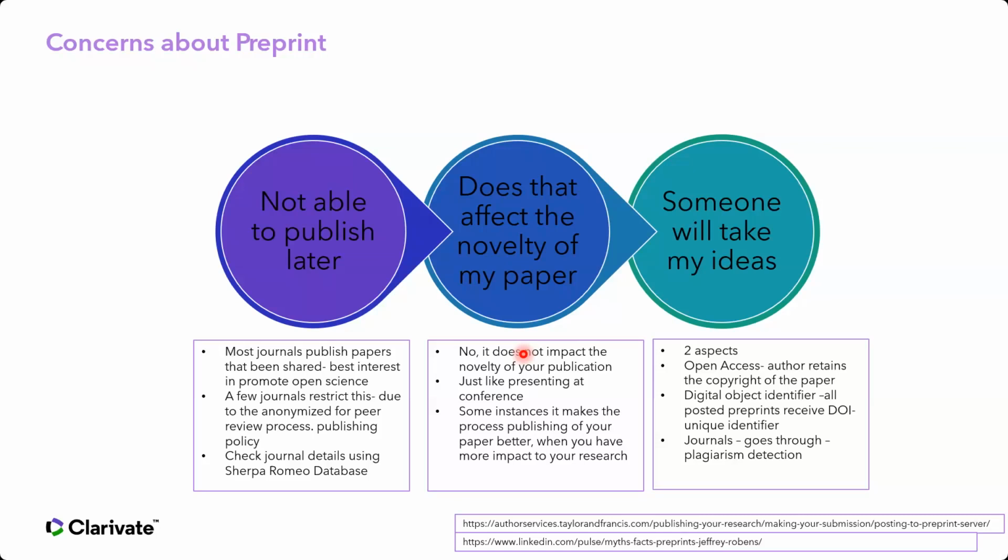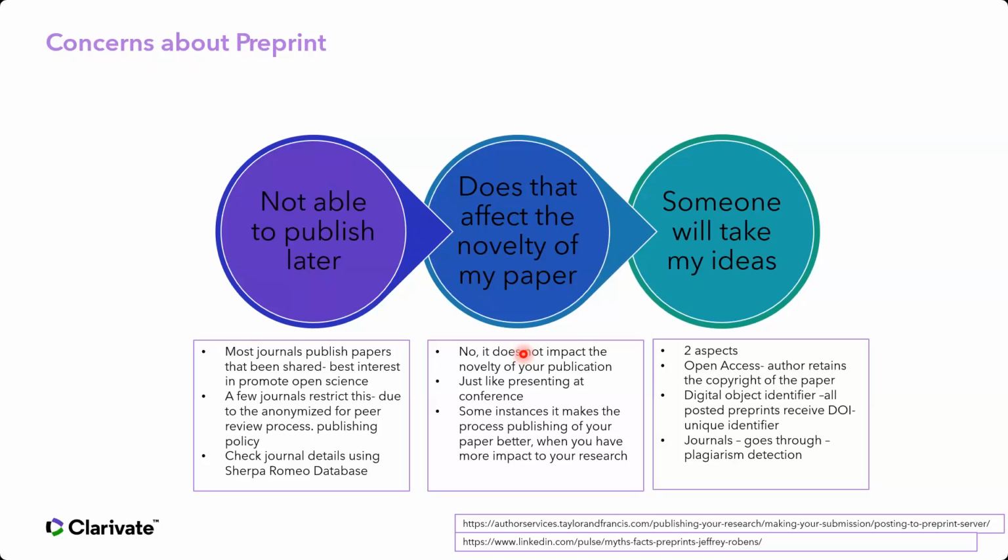The moment you have published in preprint, you will have the digital object identifier, DOI. So DOI is a unique identifier. It's kind of like an identity. So this is my paper. I've got my DOI for this paper.